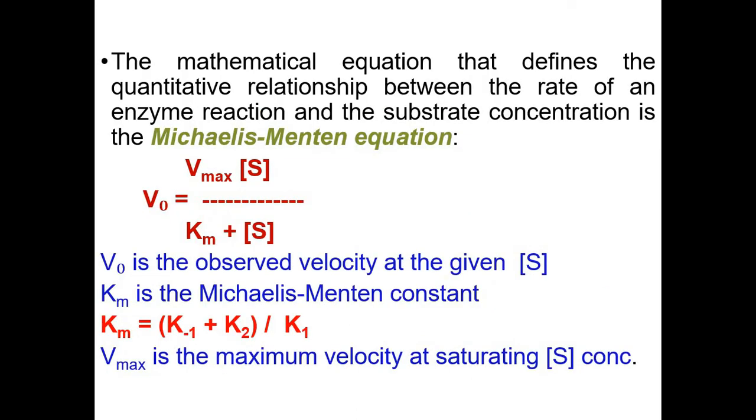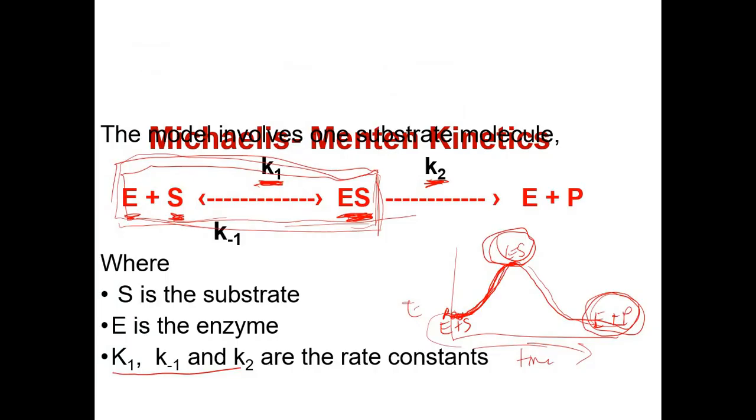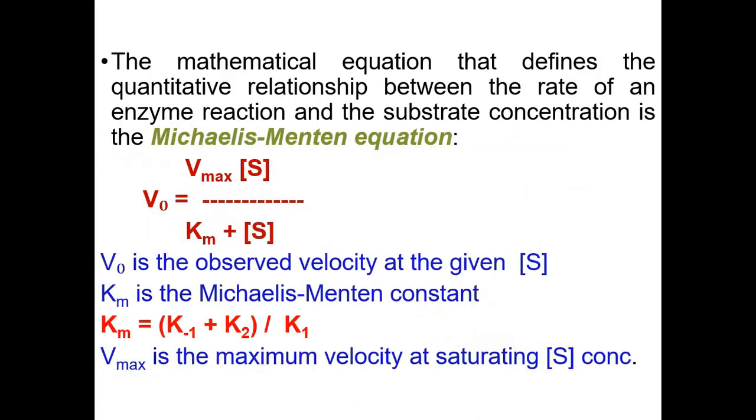Okay, so from that graph class, from the graph of Michaelis-Menten, this is actually the graph. So from this Michaelis-Menten concept, they were able to provide this Michaelis-Menten equation. This equation defines the quantitative relationship between the rate of an enzyme reaction and the substrate concentration.